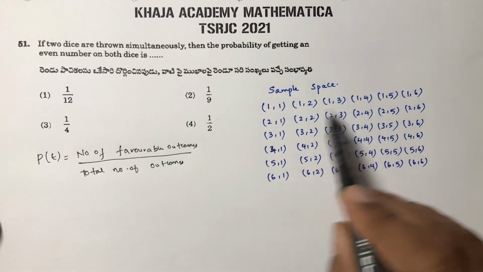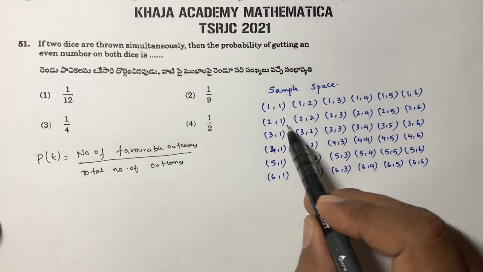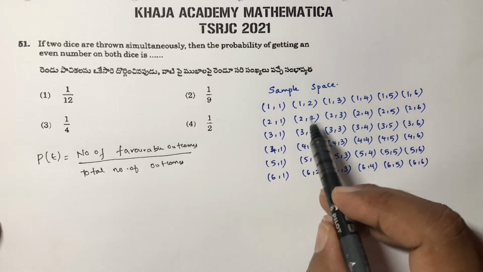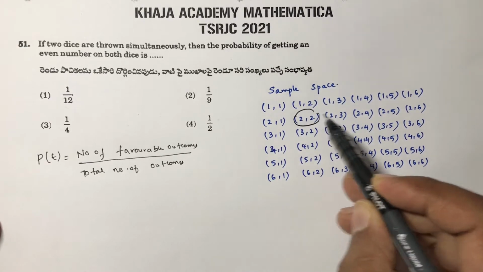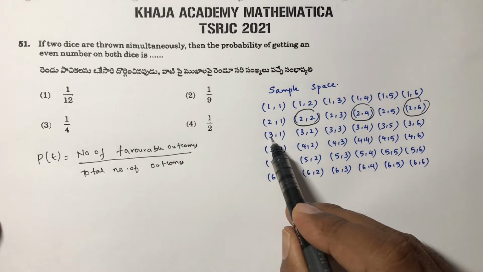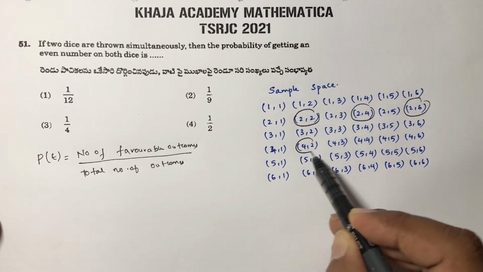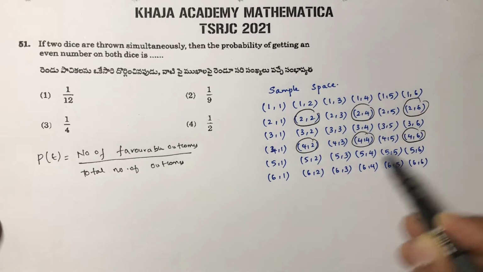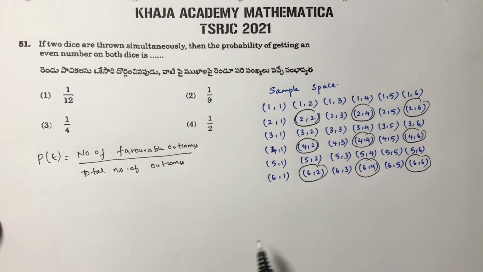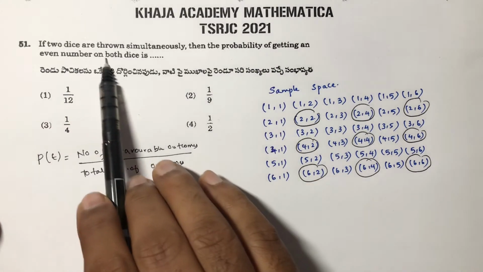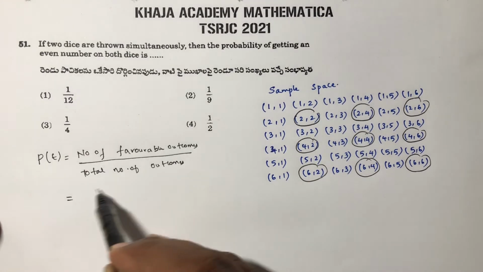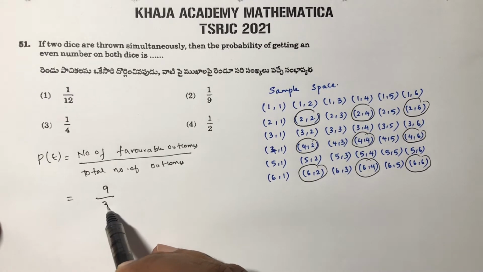See, in the first row it's not possible. In the second row, one number is definitely odd. We should get an even number on both the dice. So this is 1, 2 and 3, and here it's not possible because 3 is an odd number. So here 4 2, 4 4, 4 6, 6 2, 6 4, 6 6. So the favorable outcomes are 3, 3 and 3. So total 9 favorable outcomes out of 36.